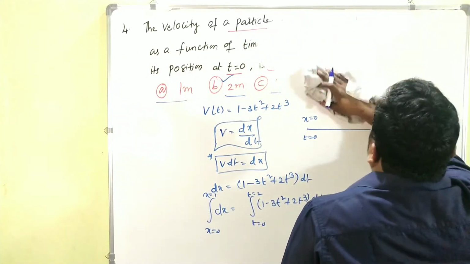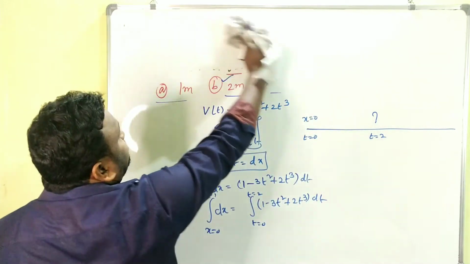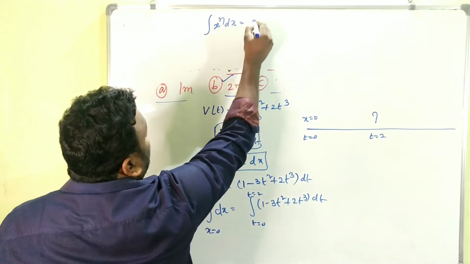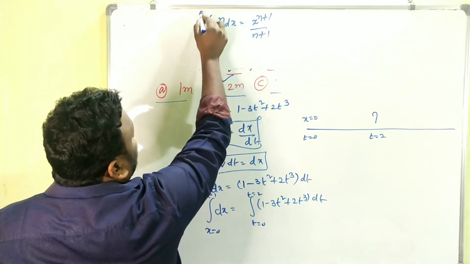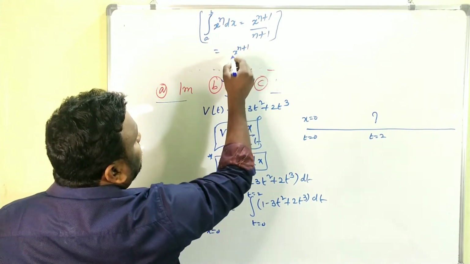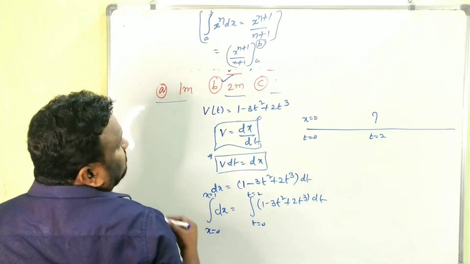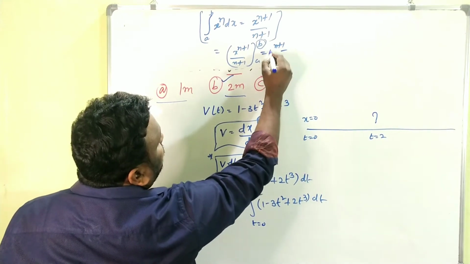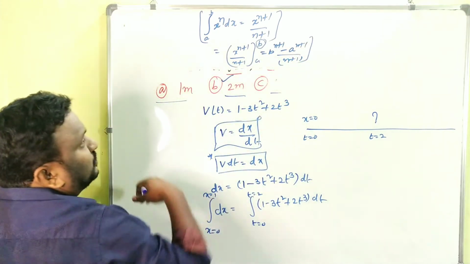To do this one, we have to know about integration. At the same time, you have to remember the following formula: integration of x to the power of n dx is equal to x to the power of n plus 1 by n plus 1. If any limits are there, then we write x to the power of n plus 1 by n plus 1 with limits a, b. First we substitute the upper limit minus the lower limit, that means b to the power of n plus 1 minus a to the power of n plus 1 by n plus 1. So this is the formula for this integration.